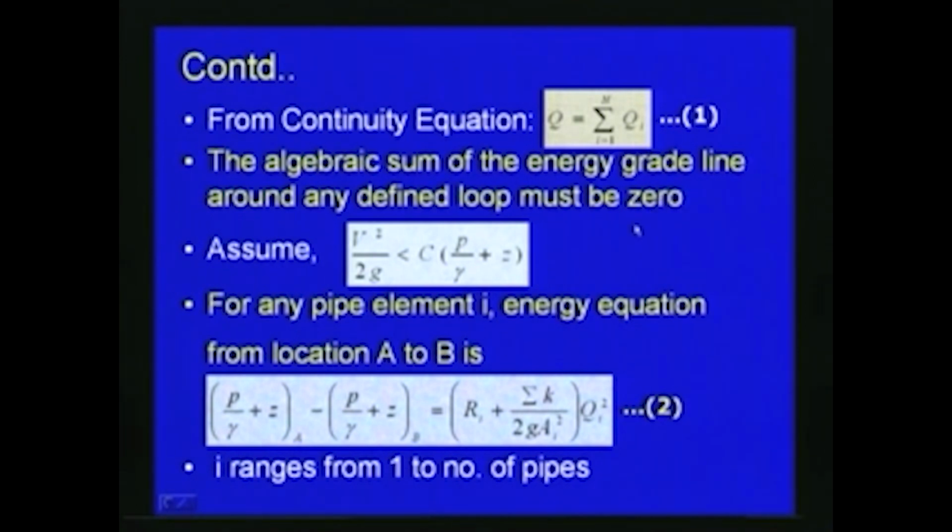That gives the second equation. Most of the time in this kind of problem we assume the velocity head v square by 2g is much less than the term C times p by gamma plus z, that is, the head with respect to the pressure and the datum head. So, this velocity head will be much lower compared to this parameter, where C is a coefficient depending upon the problem. So, for any pipe element I, two equations are available: one is the continuity equation and the second is the energy equation.